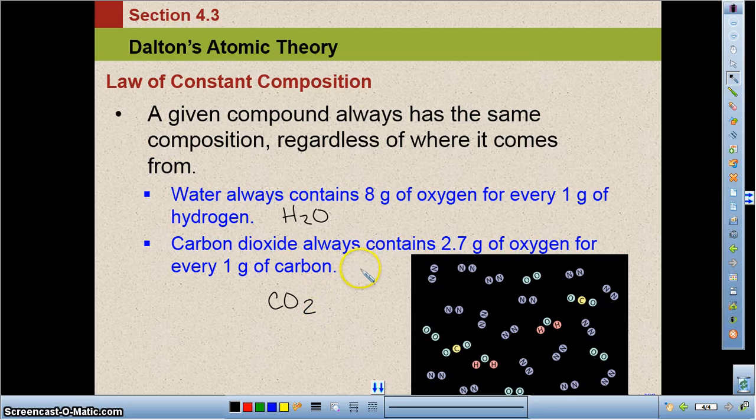And if you look at the ratio of the masses, for every 8 grams of oxygen, there's going to be 1 gram of hydrogen in water, making it this ratio. Carbon dioxide is always going to be 2.7 grams of oxygen for every 1 gram of carbon, and it makes it this ratio of CO2. So whether you're here or in Siberia, carbon dioxide is CO2, water is always H2O.